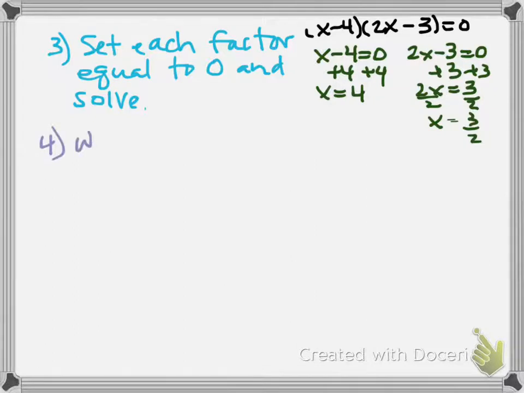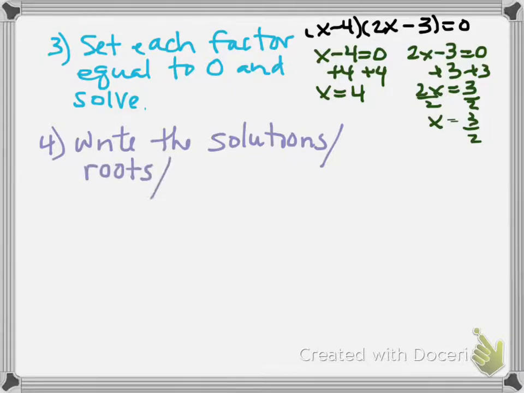is you're going to write, and I'm going to give you 3 words. Solutions, that's the one we're used to, so that's the answer to the problem. Roots, that's another word that they use to represent where they cross the x-axis. And then x-intercepts, because that's literally what they are. So write the solutions, roots, x-intercepts in solution set notation.